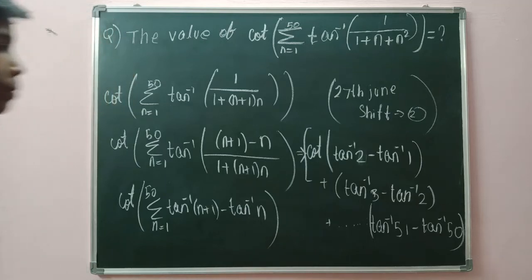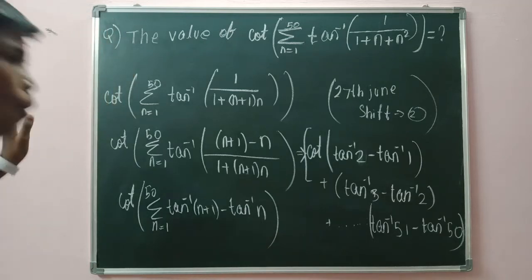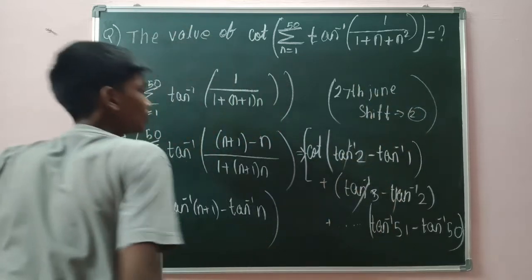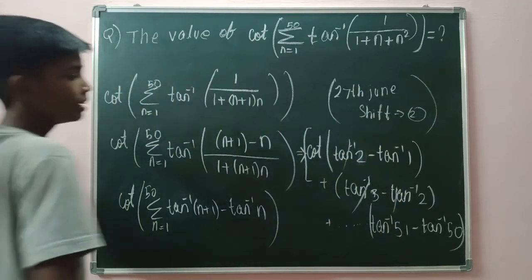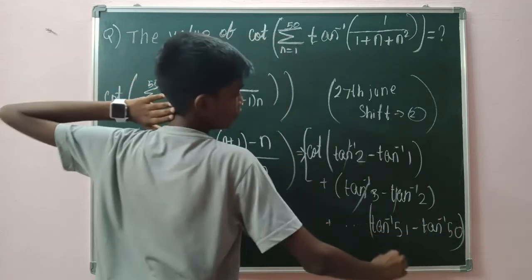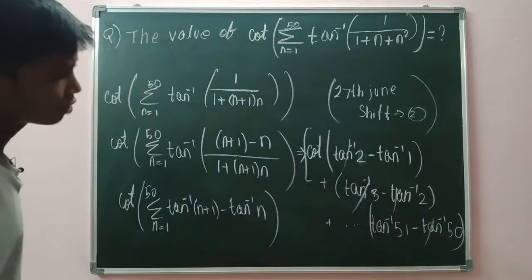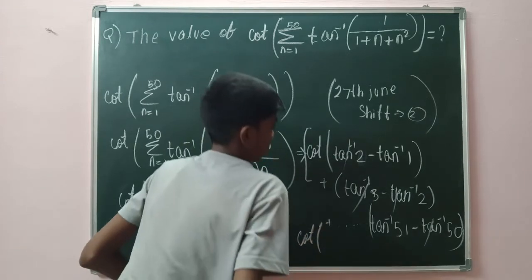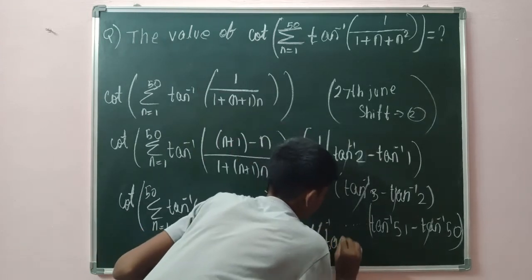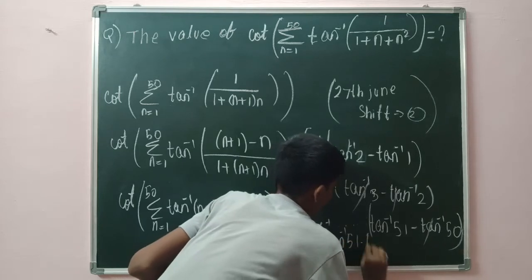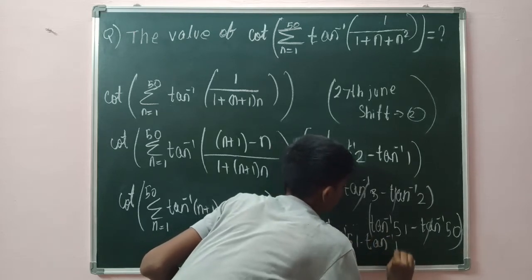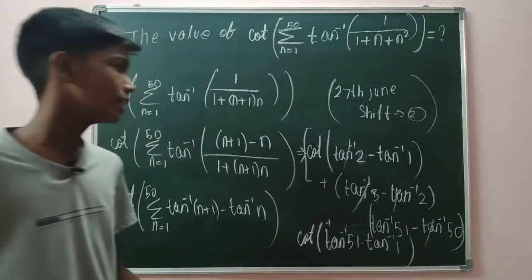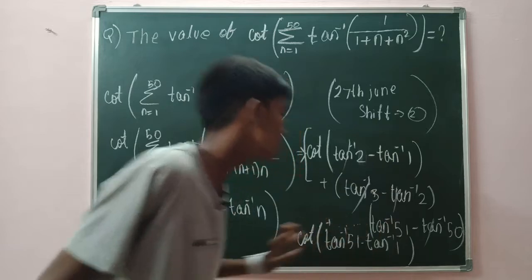In this, most of the terms will get cancelled, like this tan inverse of 2 with this tan inverse of 2, even this tan inverse of 3 will get cancelled with another minus tan inverse of 3, and this minus tan inverse of 50 will get cancelled with plus tan inverse of 50, and finally you will be left with cot of tan inverse of 51 minus tan inverse of 1. That means this term and this term will be left out.